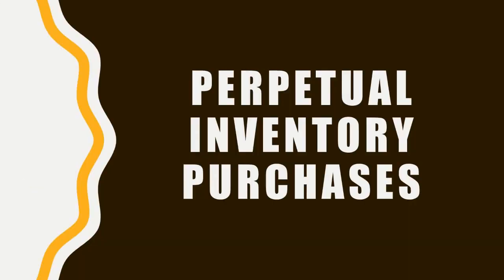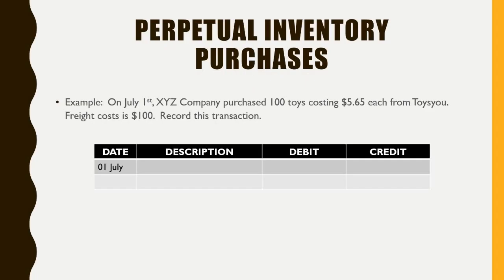So with that being said, let's look at our first example of a perpetual purchase. On July 1st, XYZ Company purchases 100 toys costing $5.65 each at Toys U. Freight cost was $100. So record this transaction.